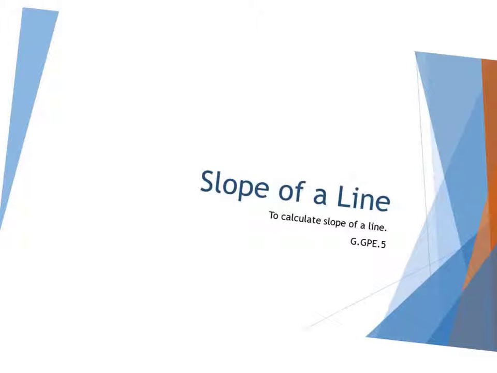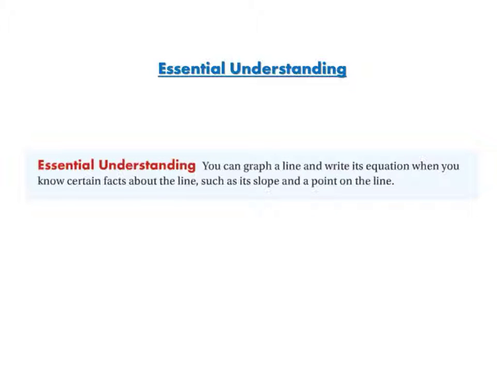This lesson is slope of a line. The goal is to calculate slope of a line, and the standard is geometric properties using equations, number 5. The essential understanding is that you can graph a line and write its equation when you know certain facts about the line, such as its slope and a point on a line.